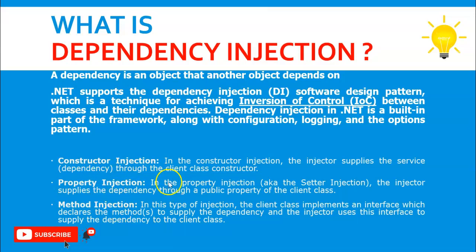In constructor injection, the injector supplies the service or dependency through the constructor of the client class. In property injection, the injector supplies the dependency through a public property of the client class. And in method injection, the client class implements an interface which declares the methods to supply the dependency, and an injector uses this interface to supply the dependency to the client class. Guys, you need to remember all these definitions line by line. This is an important interview question also.